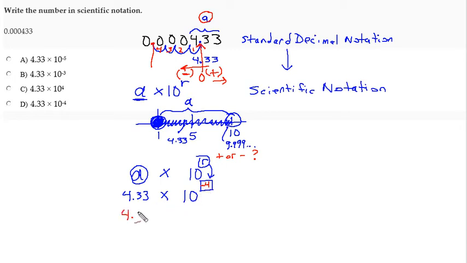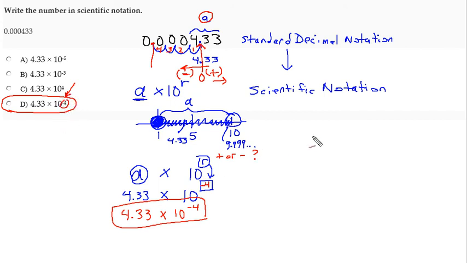So the final answer would be 4.33 times 10 to the negative 4th power. And we go up here to compare our answer choices. They all look very close, especially C and D, but D here has the appropriate negative exponent. Okay, make sure to catch all the details on that.